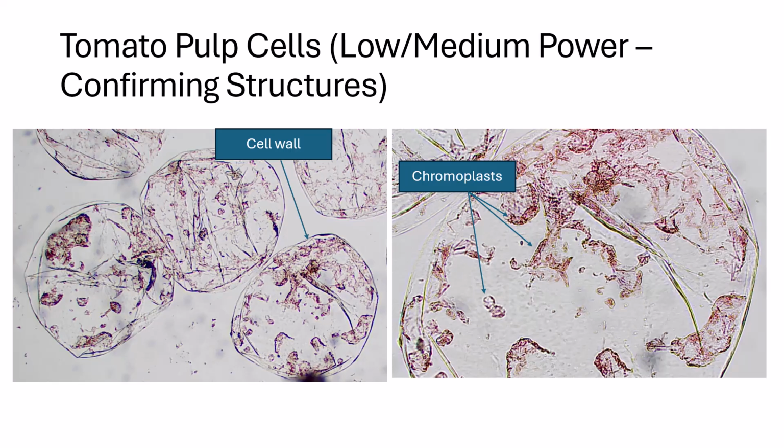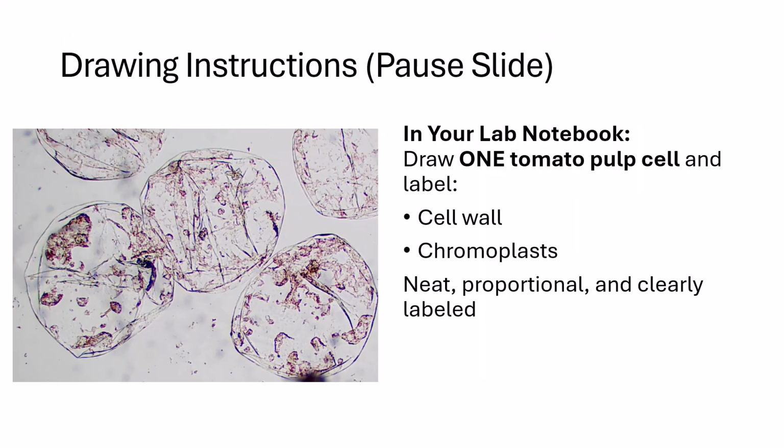You may notice that chromoplasts sometimes appear clustered, often around where the nucleus would be, but they can also be scattered throughout the cytoplasm. Either pattern is normal. Now it's your turn to complete the drawing for this activity. Draw one tomato pulp cell based on what you observed and label the cell wall and chromoplasts. Focus on showing the pigment bodies clearly. Those chromoplasts are the main feature in this activity. Pause the video here and resume when you're finished.